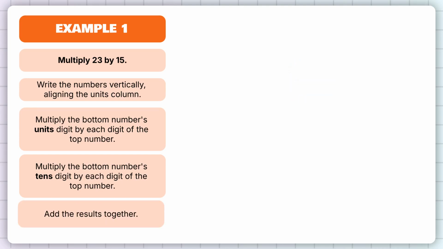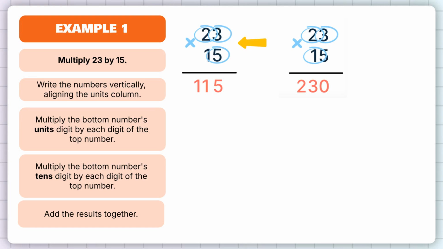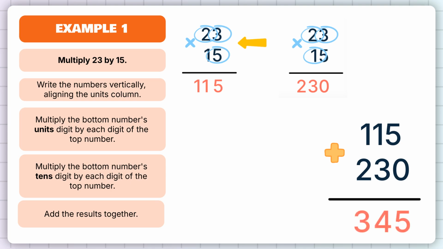Step 4 is to add the results together. 115 plus 230 is equal to 345. So 23 multiplied by 15 equals 345.